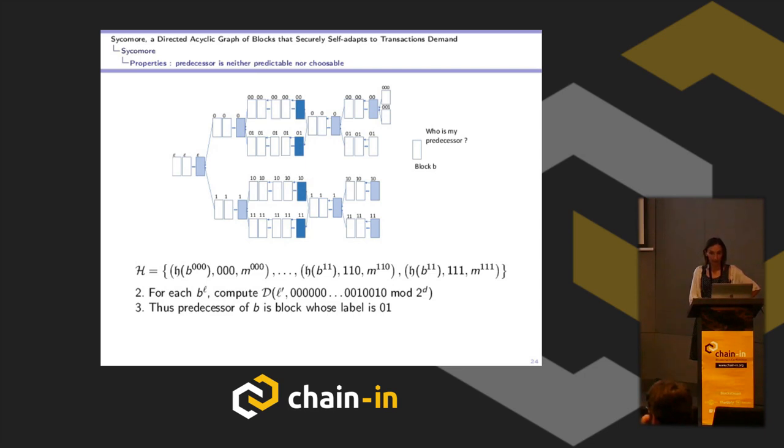And that's it. And so you won't insert in the header an explicit reference to this predecessor, because your header is no more modifiable, because you constructed the proof of work. But everyone can deduce from this header who the predecessor is. This is verifiable by anyone.